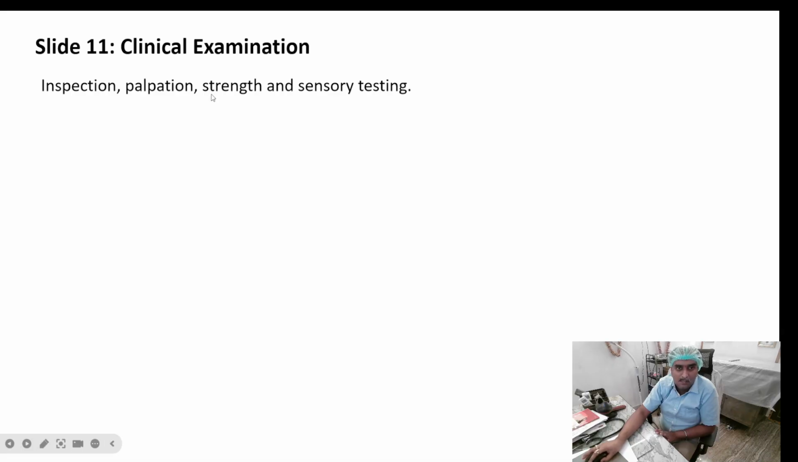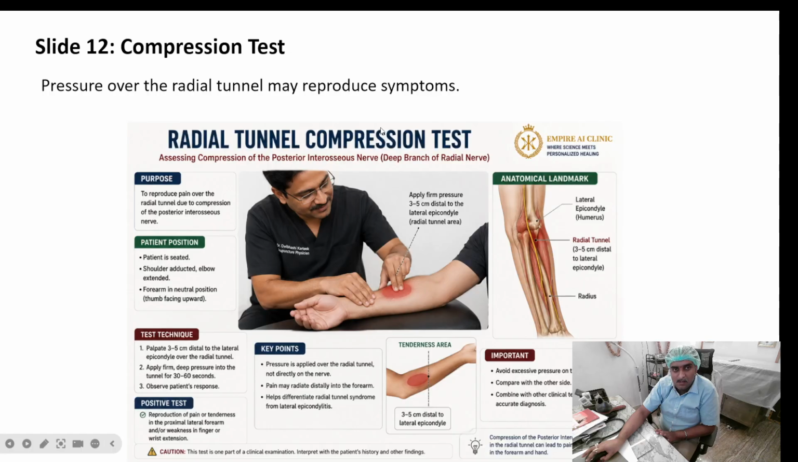Clinical examination: inspection, palpation, strength, and sensory testing. So here is a compression test. Pressure over the radial tunnel may reproduce symptoms. Apply firm pressure 3 to 5 centimeters distal to the lateral epicondyle, and you can see the radial tunnel area. So this is the lateral epicondyle and the radial tunnel area is shown here, to reproduce pain over the radial tunnel due to compression of the posterior interosseous nerve.